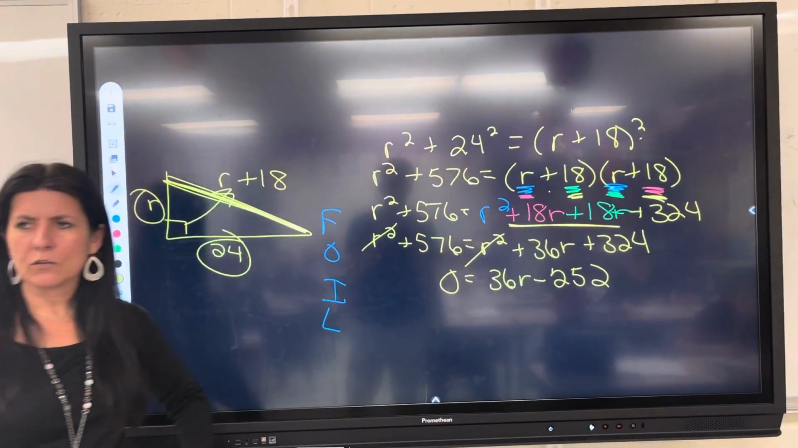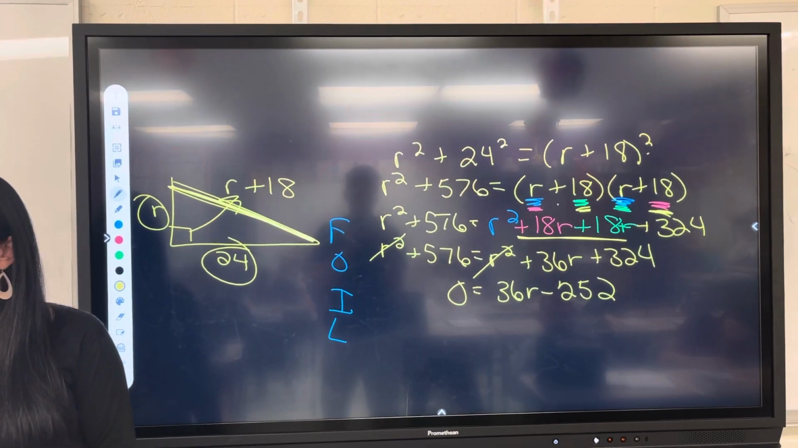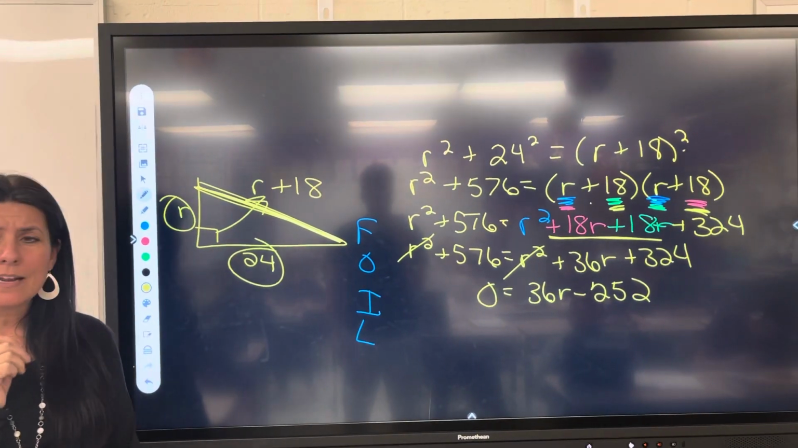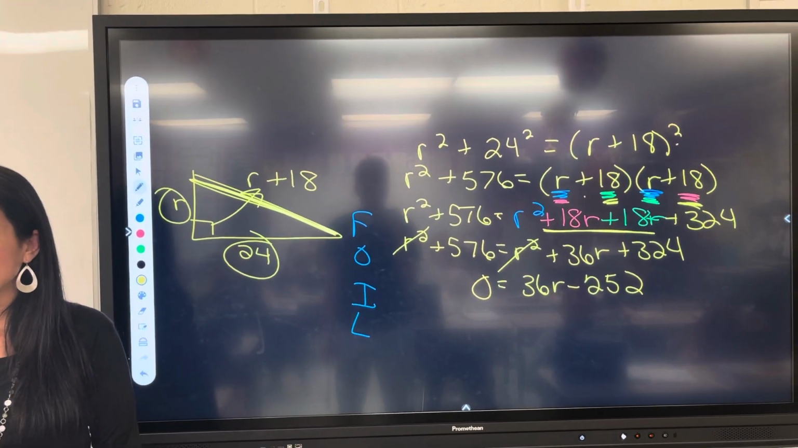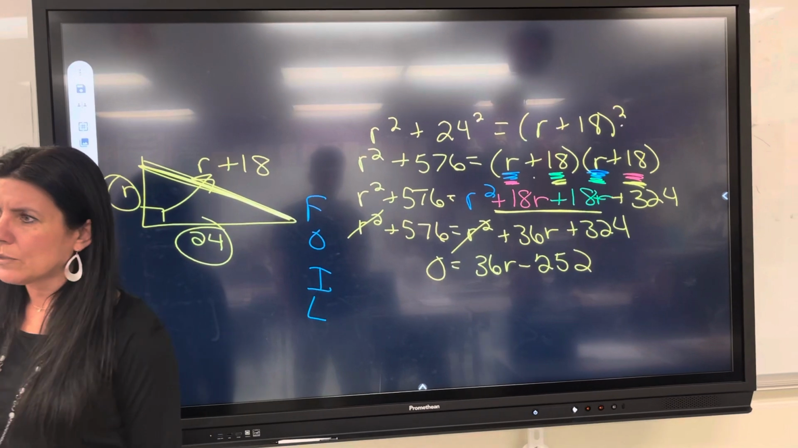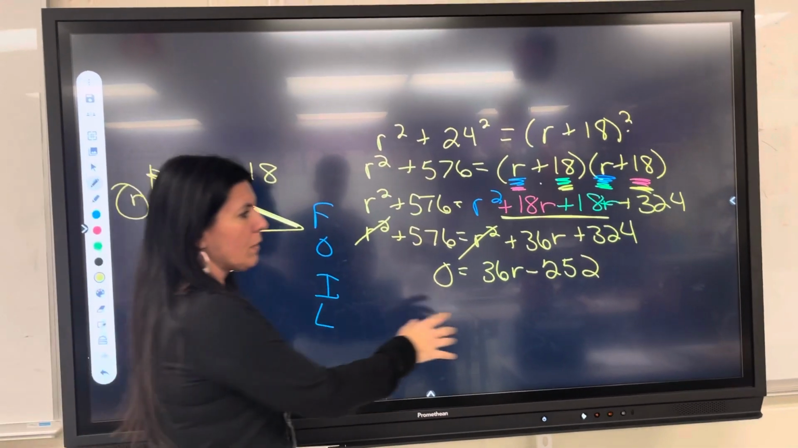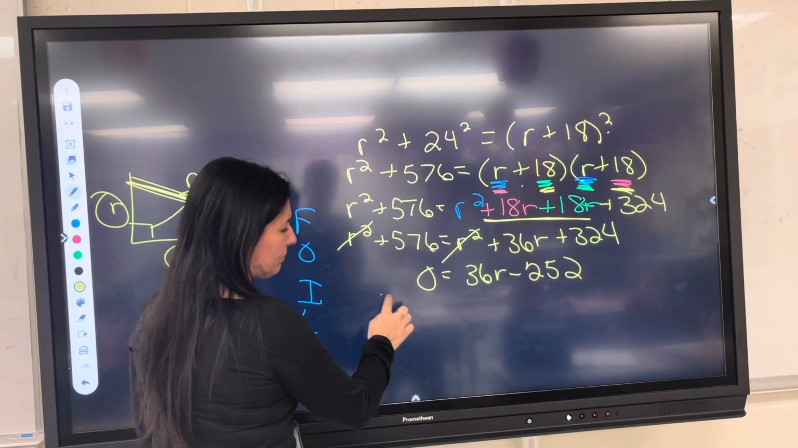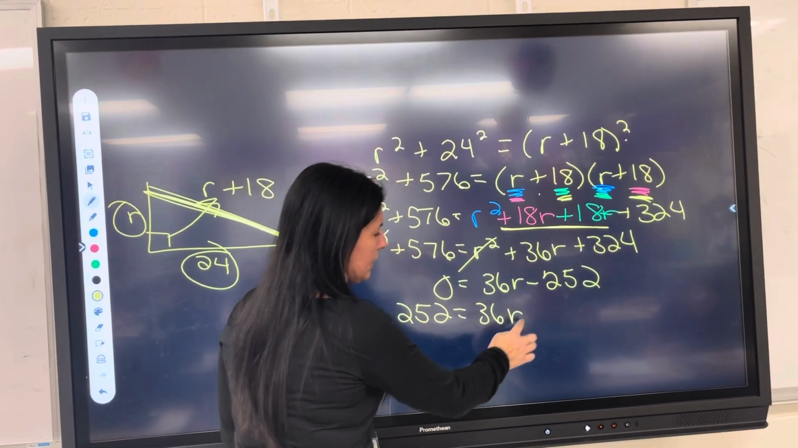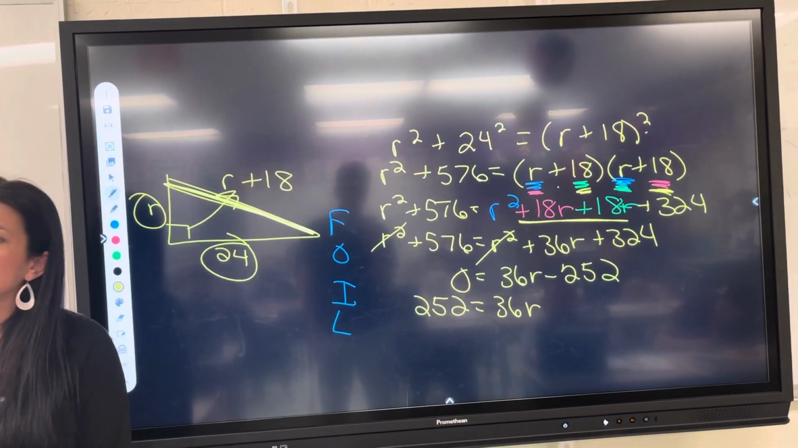Now in this particular problem, we don't have to factor. It ended up canceling out and making it nice and neat for us. If you ever did have to factor, this is where you would have to factor it out. But anytime you see squareds, that's a good practice to get everything on one side. So I'm going to move my 252 over. I need 252 divided by 36. What does that give me? 7.